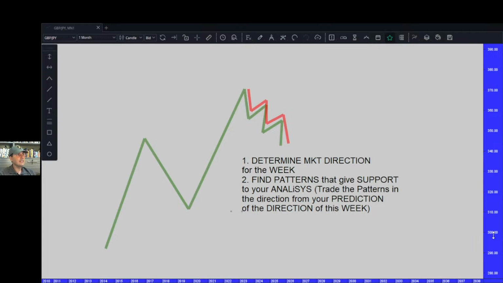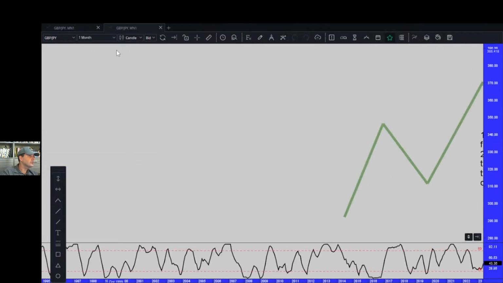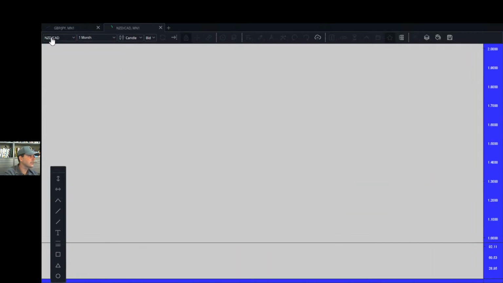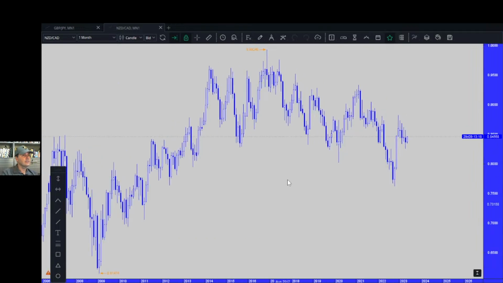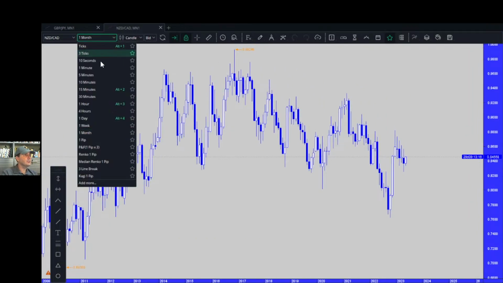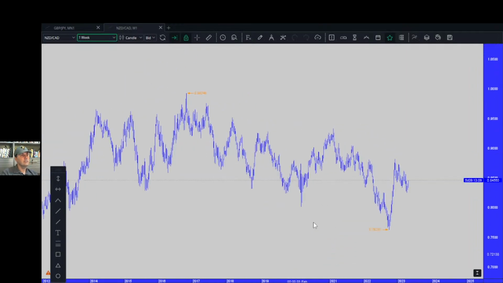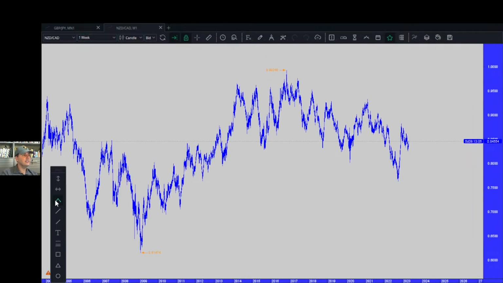Boss, why NZD CAD? Well, clone chart, NZD CAD. Everybody, I'm going to go on the weekly chart. This is the NZD CAD weekly chart, everybody. Why this one? In my opinion, because it's smooth.